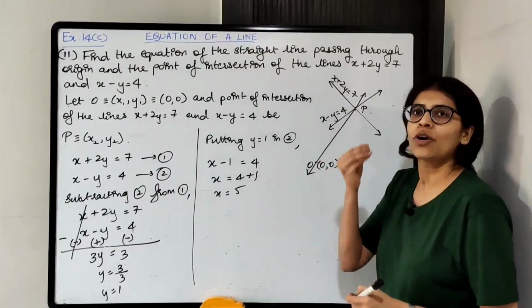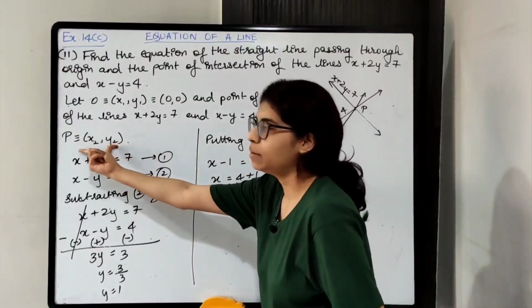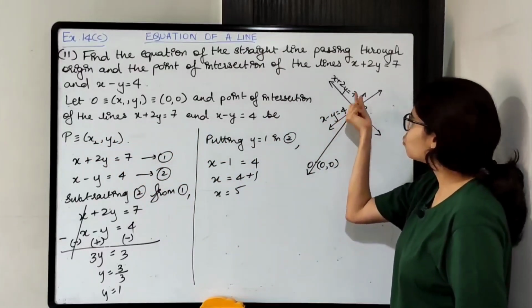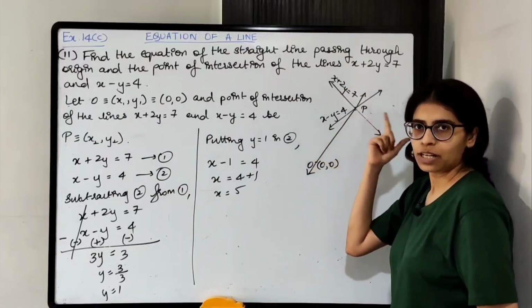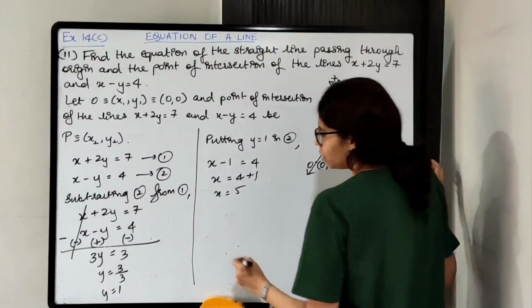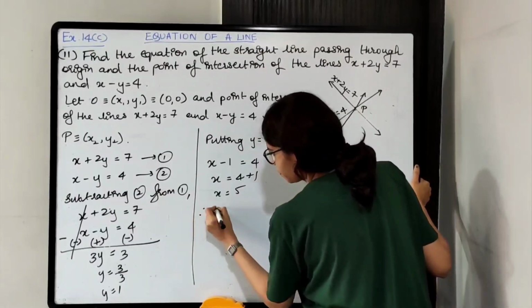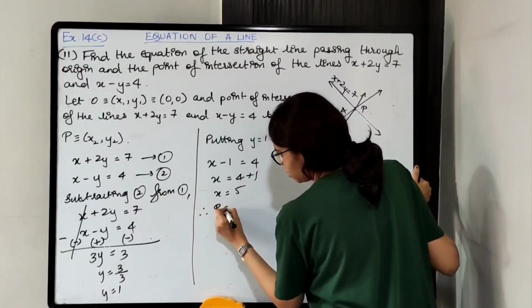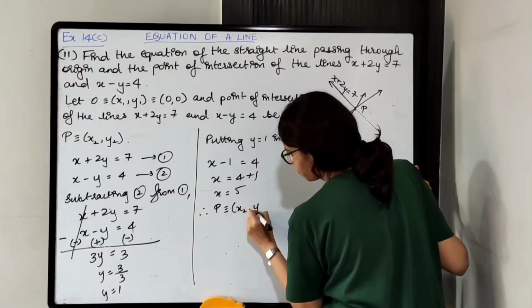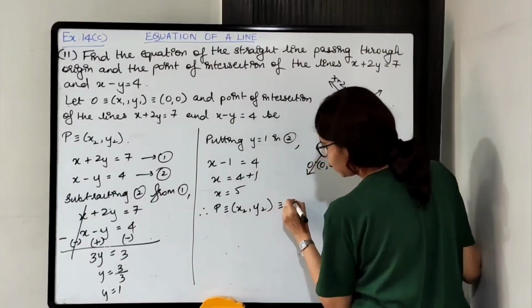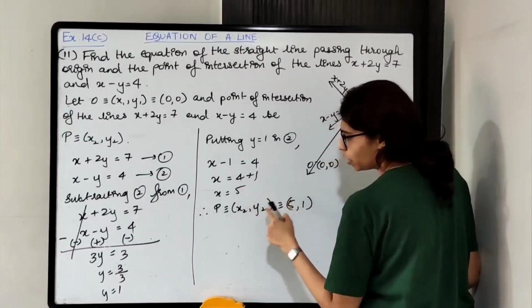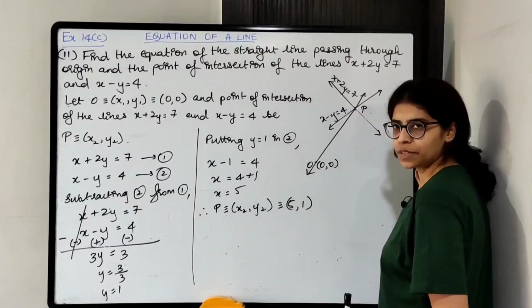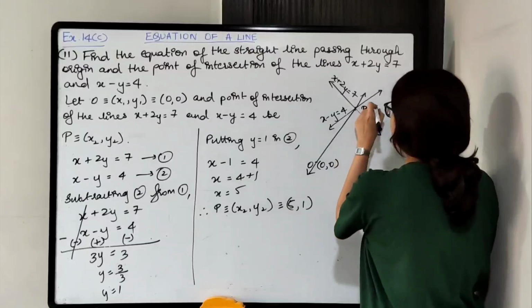This is nothing but the coordinates of the point P, because P is the point of intersection of the two lines. So we got its coordinates. Okay. So therefore P (x2, y2) is 5, 1. First x coordinate and then y coordinate. Okay. We got the coordinates of P.